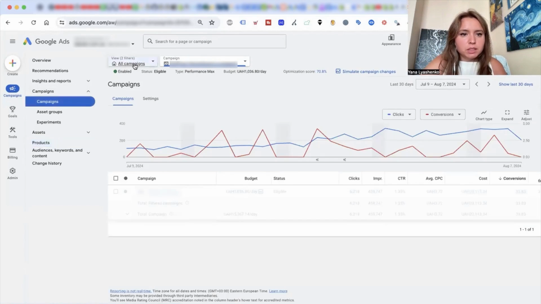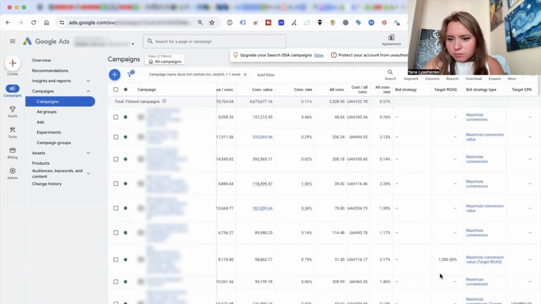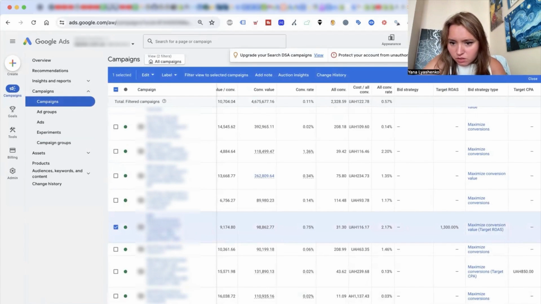I have seen campaigns here with even 1,000% profitability, it seems. Here's 1,300, for example. Right, 1,300. Let's take a look. It's 1,300, and let's scroll.